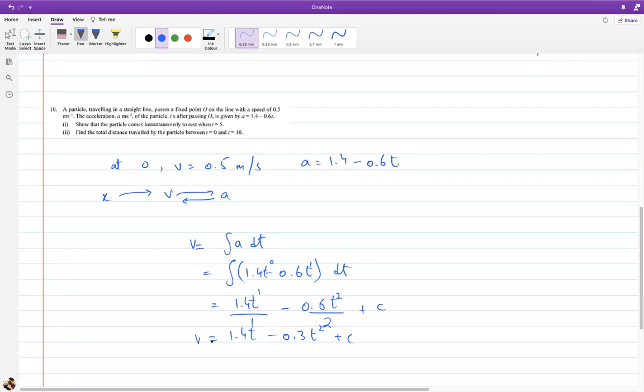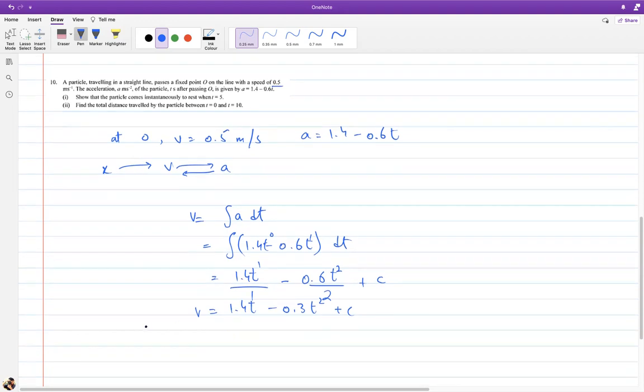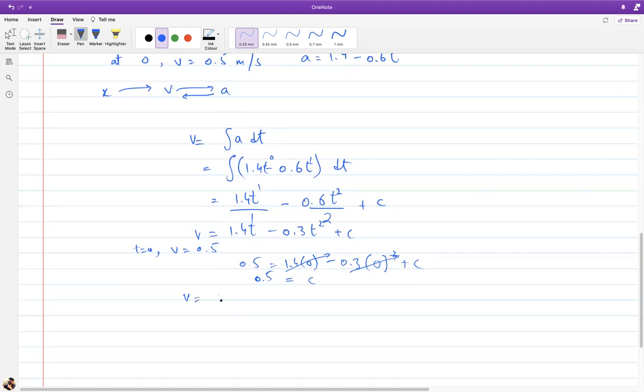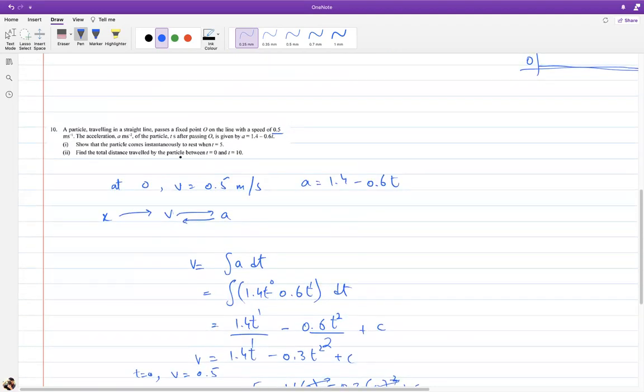And we know that the starting value when t is 0, this thing has a speed of 0.5. So at t equal to 0, velocity is 0.5. So we plug that in. 0.5 is equal to 1.4 times 0 minus 0.3 times 0 squared plus c, because I know the time is 0. So this whole thing goes to 0, this whole thing goes to 0. So c is equal to 0.5, which gives me the full equation for velocity, which is v equals 1.4t minus 0.3t squared plus 0.5. So I've found the velocity, and that's exactly what I had to find out.